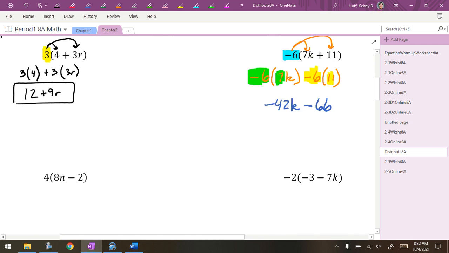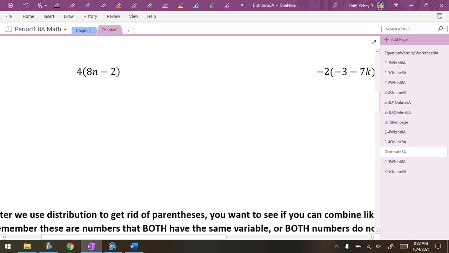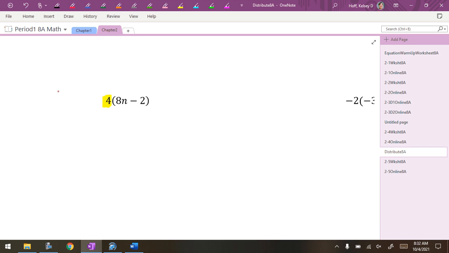Okay, let's go to the next one. What am I distributing on this one? Positive 4. Everybody take a minute. See if you can write it down on your own. Positive 4 times 8n. A positive 4 times negative 2. Keep track of those signs. Watch your signs.